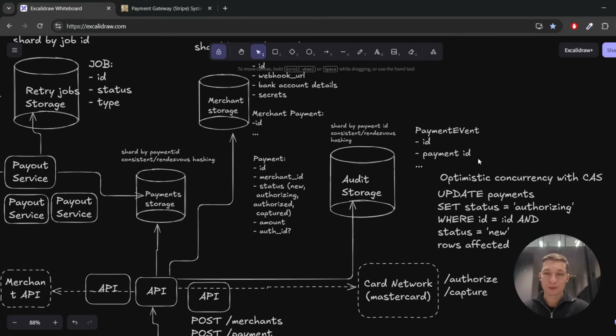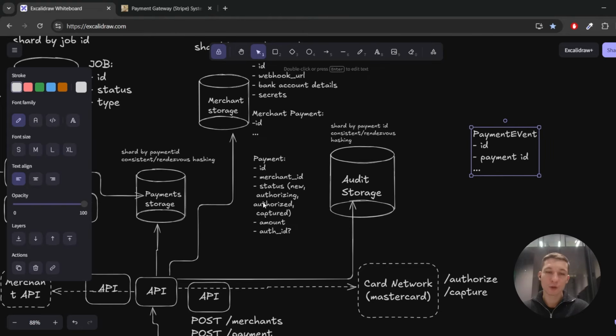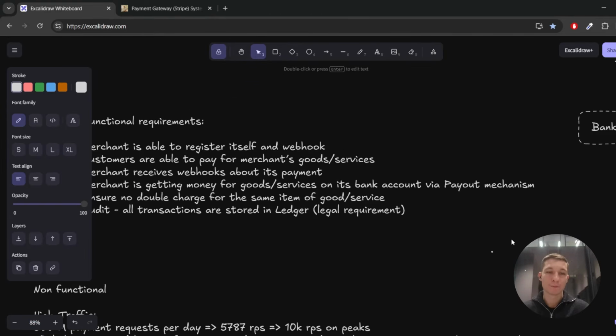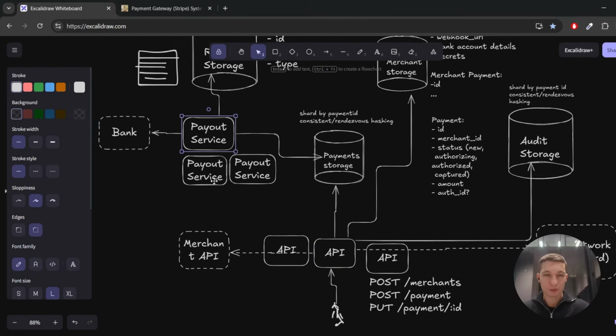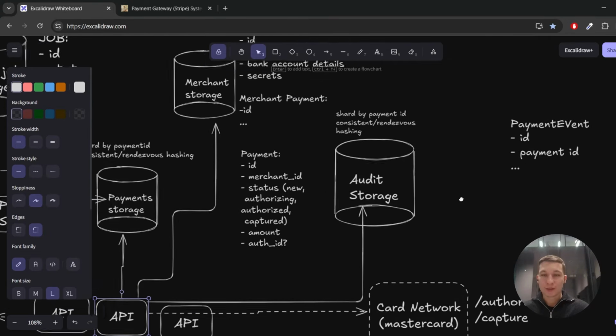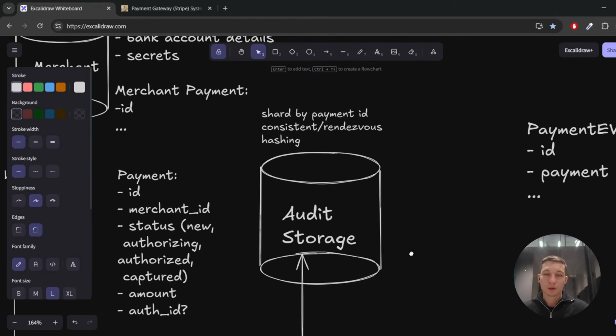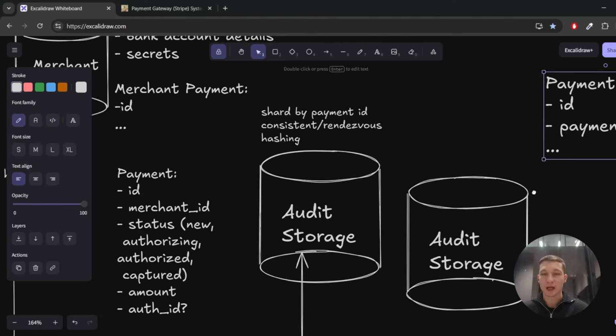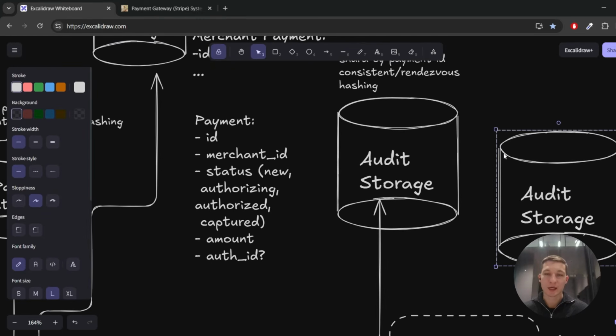Now, having all of this, let's move on to how we're going to ensure high availability. For computes, again, which are the payout service and API, they are already replicated. So if one is dying, another one will catch up. So no problem with that. Let's go to our storage. The typical strategy for high availability in storages is replication. We have many types of replication, and let's maybe start with audit storage.